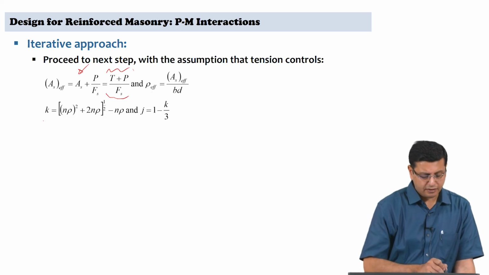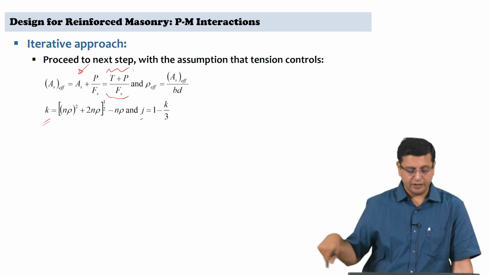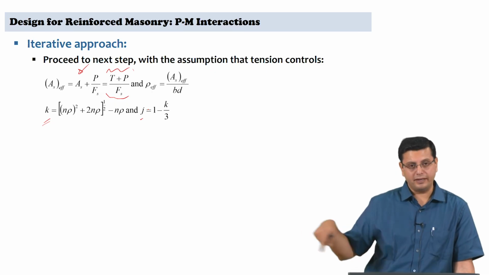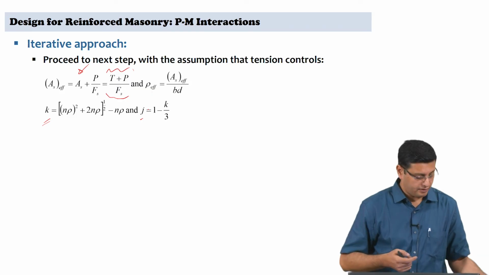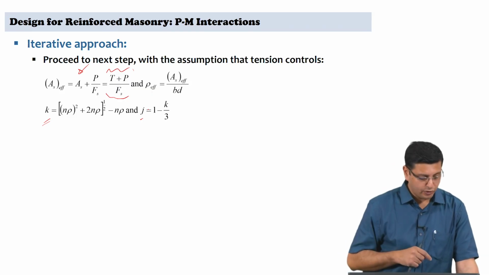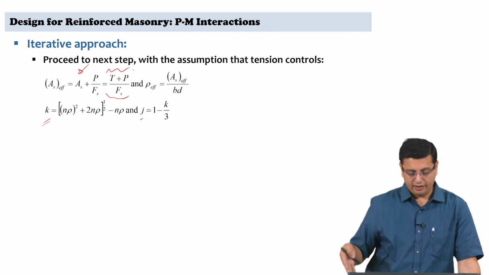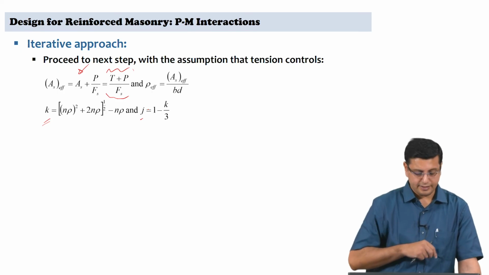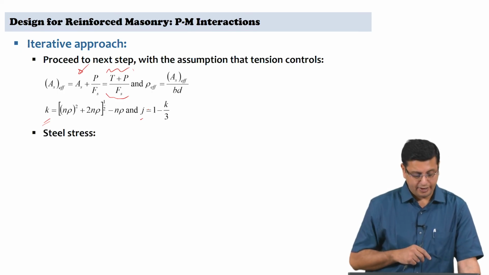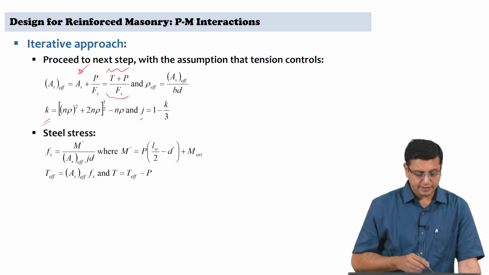With that expression, you will now estimate the value of K and the corresponding J in the triangular distribution of compressions. J is nothing but 1 minus K by 3 in the triangular distribution of compressions. Again, you are solving a quadratic and getting the value of K. Now, this K thus established, if it satisfies the requirement of tensile stress in steel lesser than Fs, you can actually conclude. So, you estimate what the tensile stress in steel here is.